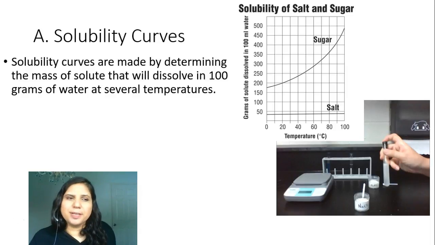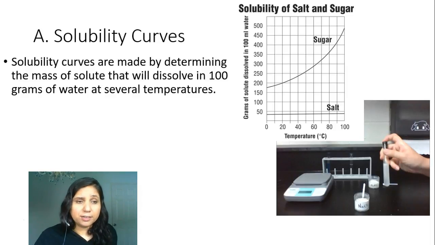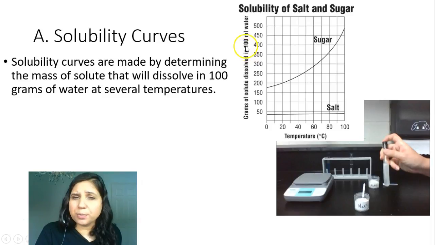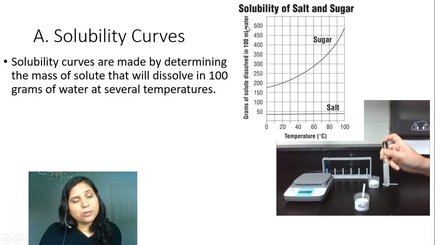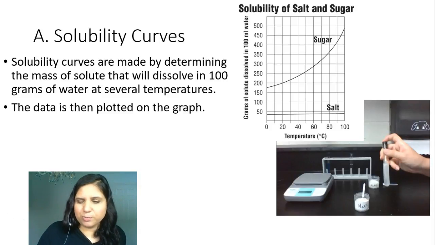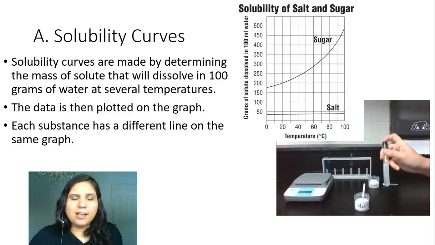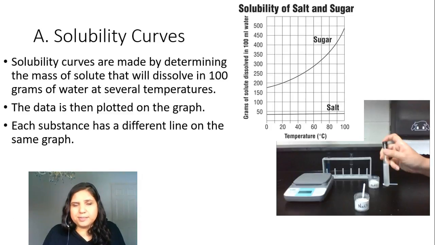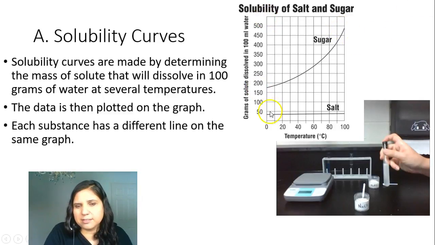Alright, so here we go. It says solubility curves are made by determining the mass of solute that will dissolve in 100 grams of water at several temperatures. And so on this graph, what you see is 100 milliliters of water. That's because 100 milliliters of water is the same thing as 100 grams of water, because the density of water is 1. Alright, then that data is plotted on a graph, just like that one. And for this graph, what you see is that each little line on the graph is a different substance. So you have a bunch of things on one. So you've got sugar and salt on this one. You could have a whole bunch of others on the same graph. And so that line is just specific to sugar. This line is specific to salt.